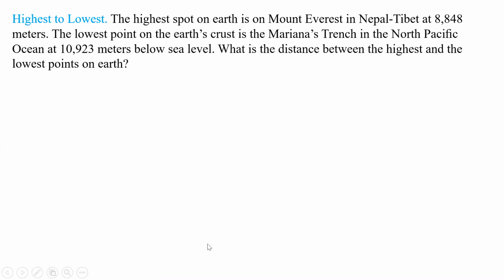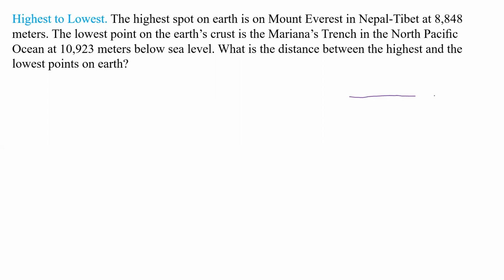All right, so this one says highest to lowest. The highest spot on Earth is Mount Everest in Nepal, Tibet at 8,848 meters. The lowest point on Earth's crust is the Marianas Trench in the North Pacific Ocean at 10,923 meters below sea level. What is the distance between the highest and lowest point on Earth?